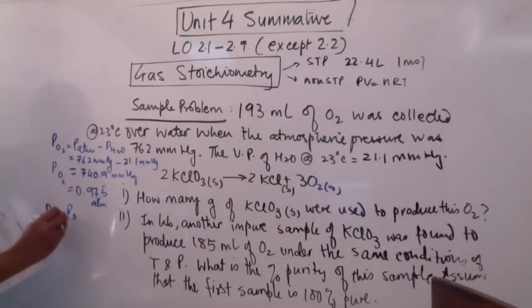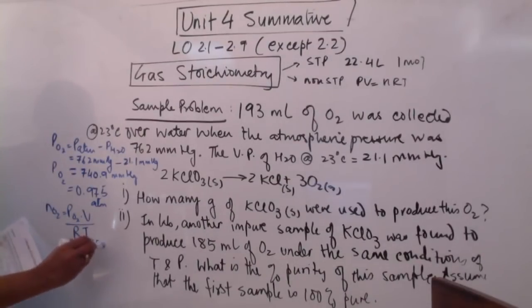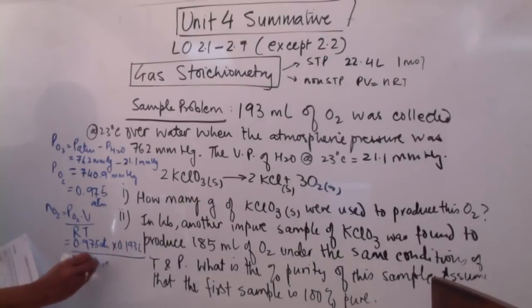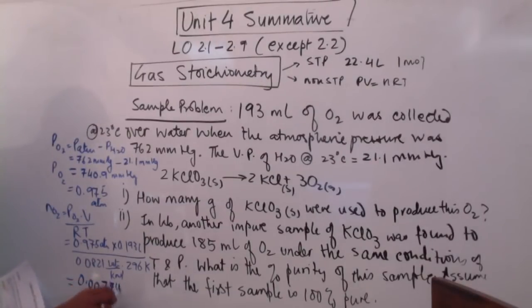n of O2 is P of O2 V over RT. Pressure of oxygen is 0.975 atm. Volume is 0.193 liters. R is 0.0821 liter atm per Kelvin mole, and temperature was 296 Kelvin when you add 23 to 273. And you get 0.00774 moles of O2, but we don't need to find O2, right?